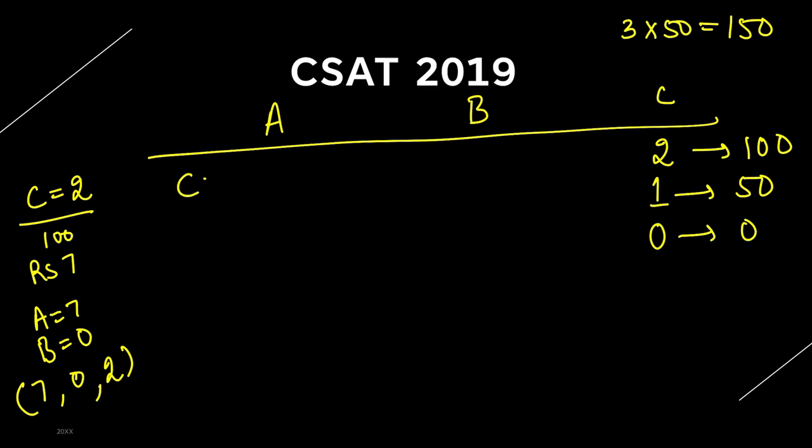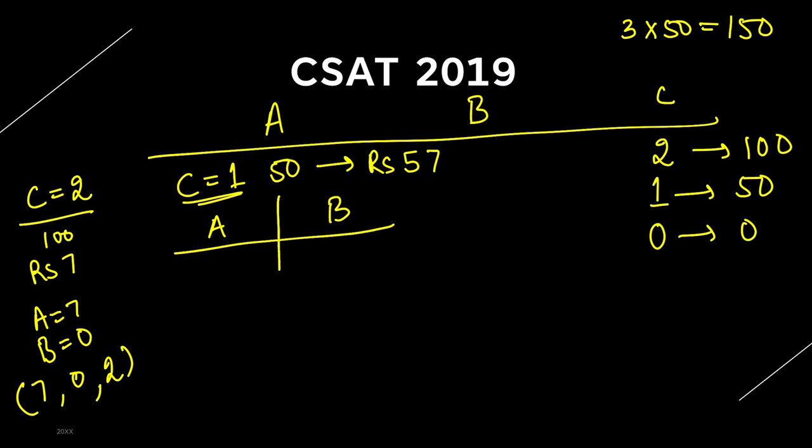Now, C is equal to 1. Means I am only taking one 50 rupee note, I am left with 57 rupees. Now, this 57, in how many ways can I form it? To make 57 rupees, I can only use A and B. I hope this is clear.